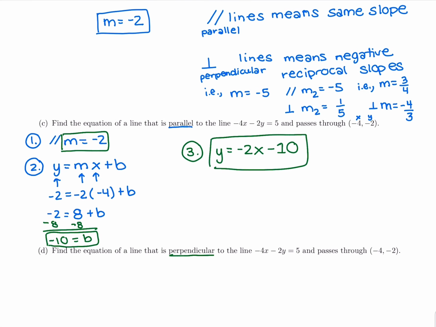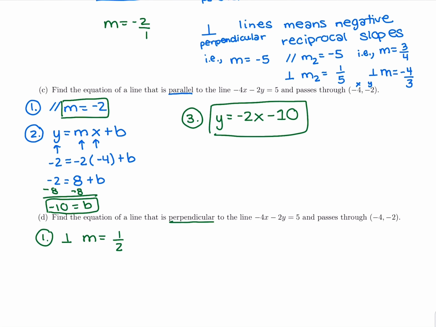So let's do that with this one. Our original slope that we want to be perpendicular to is negative 2. So our first step, if we want to be perpendicular, our slope is not going to be negative anymore. We're going to switch the sign, so it's going to be a positive. And we know that this negative 2 is the same thing as negative 2 divided by 1. Right? Negative 2 divided by 1 is just the same thing as negative 2. So we're going to flip 2 over 1 to be 1 over 2. Flip the number, change the sign. So go from negative 2 to a positive 1/2 to be perpendicular.